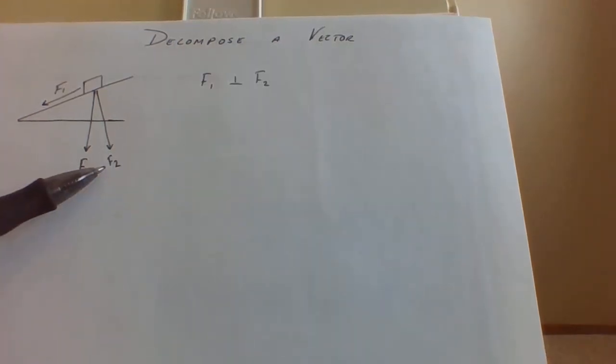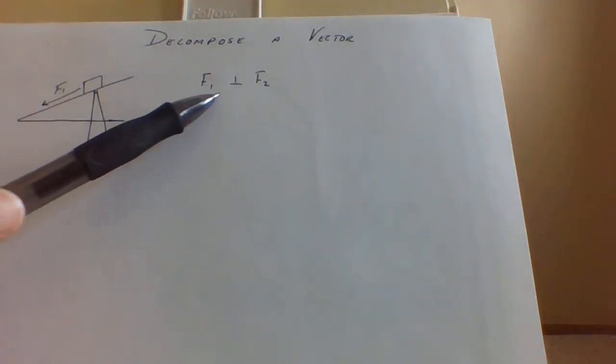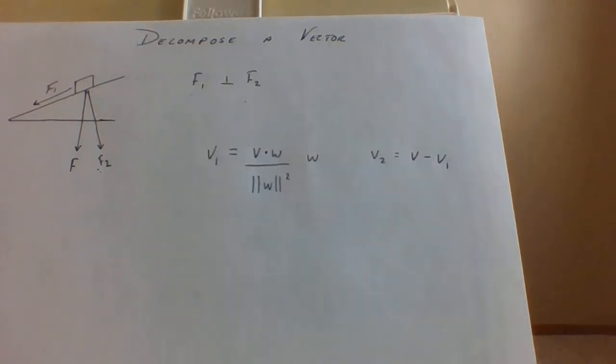The second component, I'm going to call it F2, is going to be this force that is perpendicular or coming straight down from my box. In this case, F1 and F2 are perpendicular vectors. And let's talk about a couple formulas we're going to need here in this section.